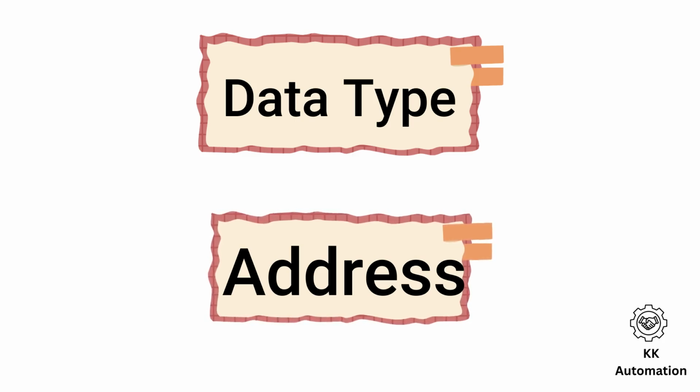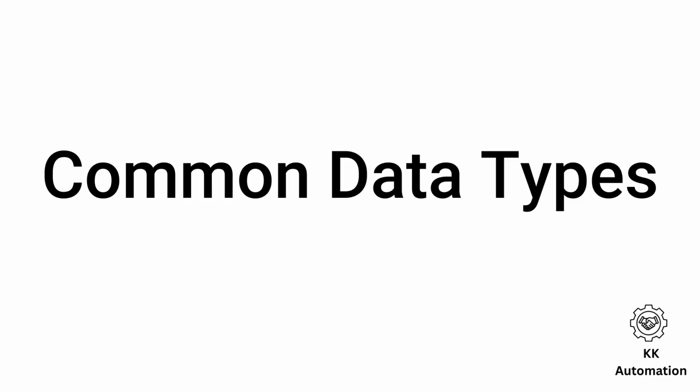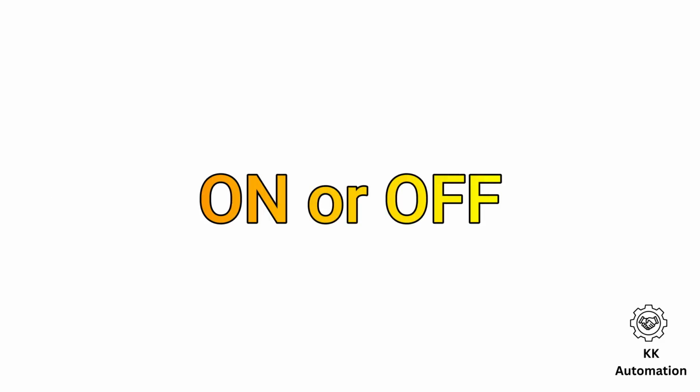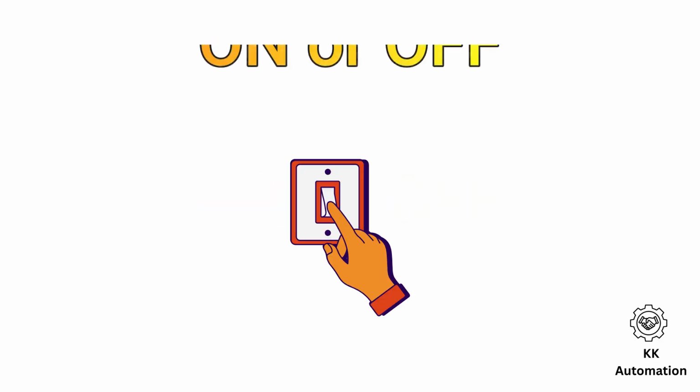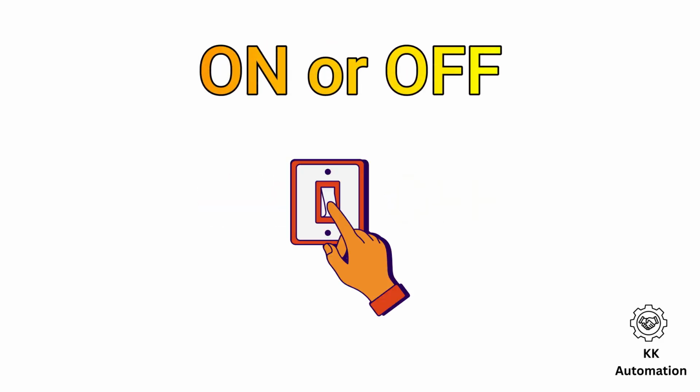Part 1, the most common data types, the what. We will group these into a few simple categories. Category 1, on or off, Boolean. The simplest data type is called a Boolean, or just Bool. A Boolean variable can only have two values, true or false. You will use this all the time. Think of it as on or off, open or closed, running or stopped. It's the most basic building block.